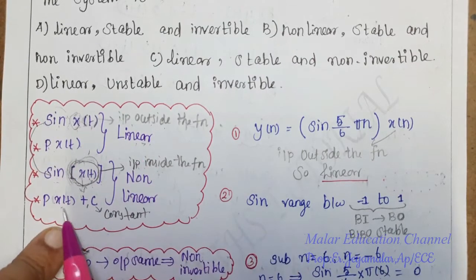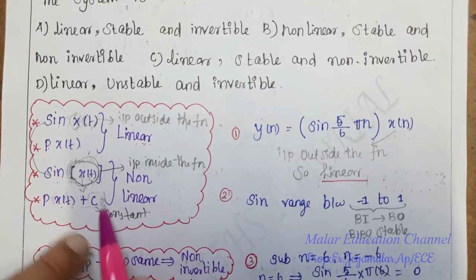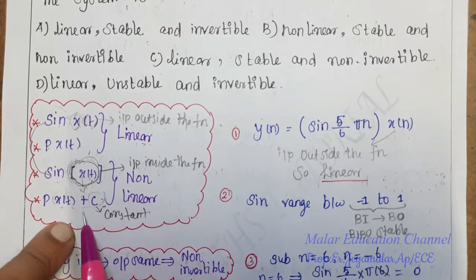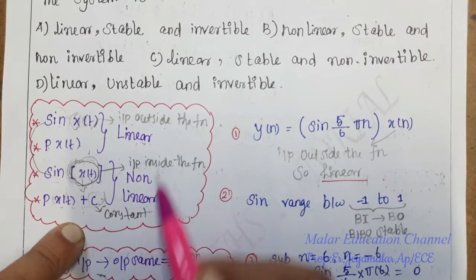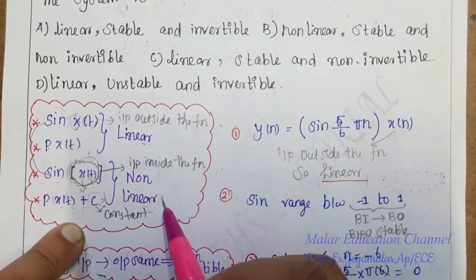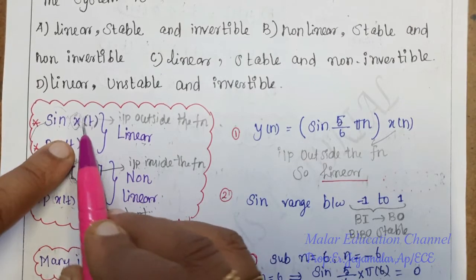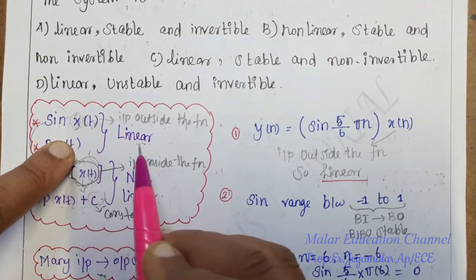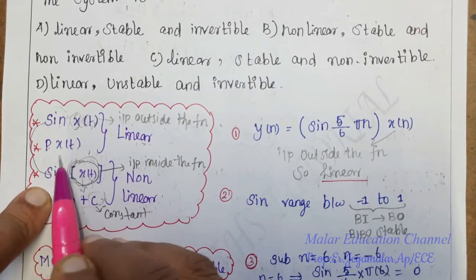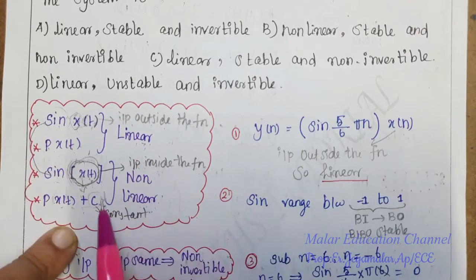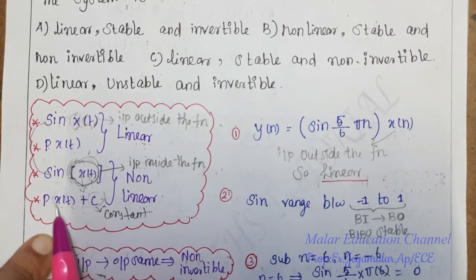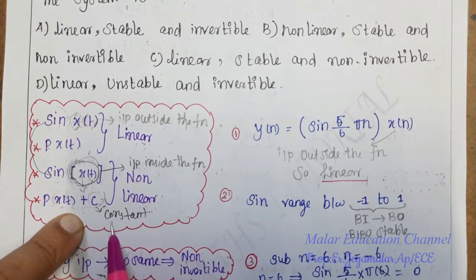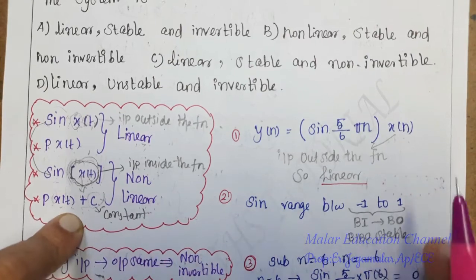Similarly, p times x of t plus c, where c is a constant term. A product term along with a constant term is non-linear. So, in summary, if the input is outside the function, it is linear, and a product term with the function is linear. If the input is inside the function, it is non-linear, and a product term along with a constant term is non-linear. Now compare the given function.